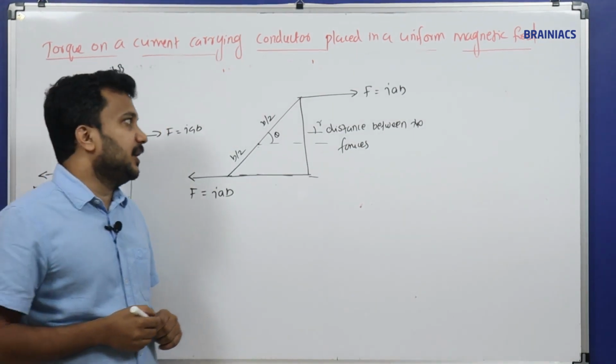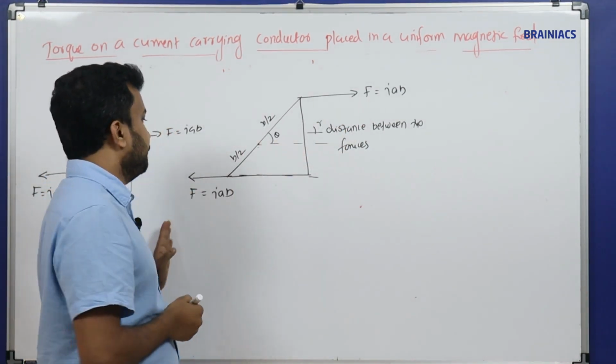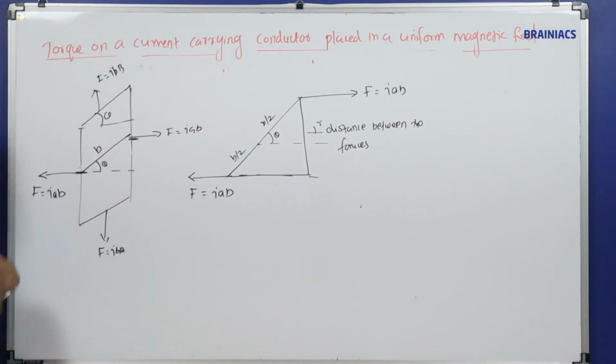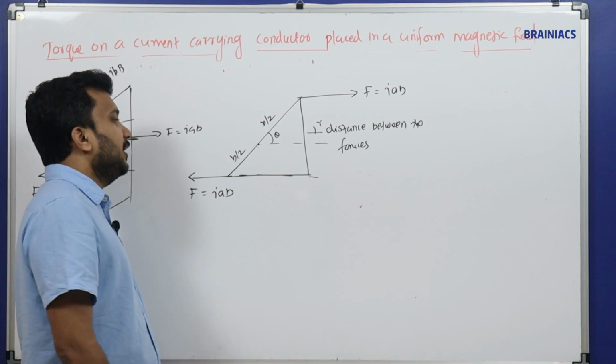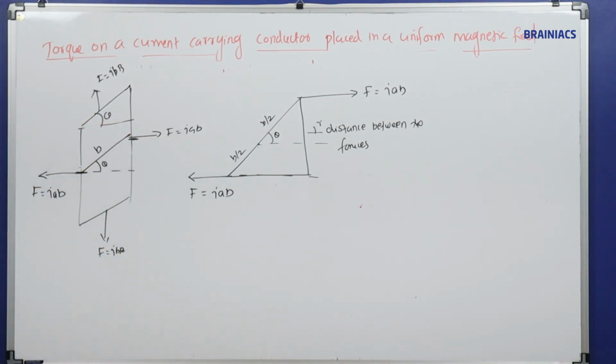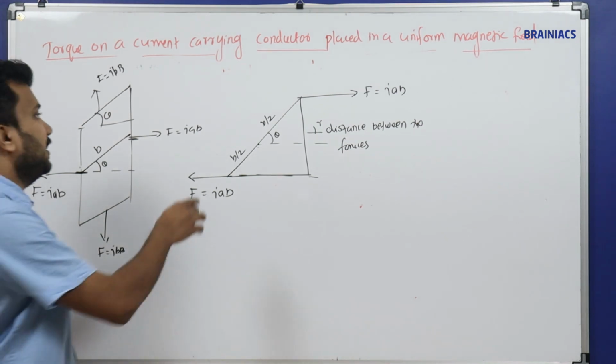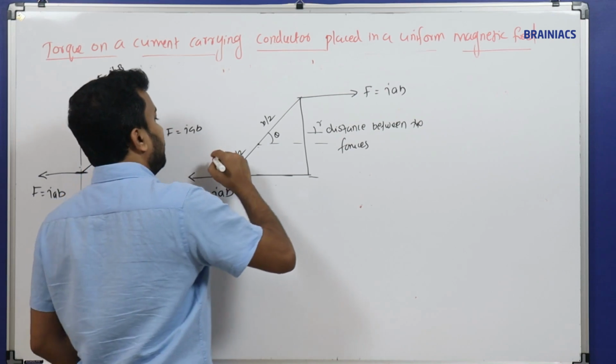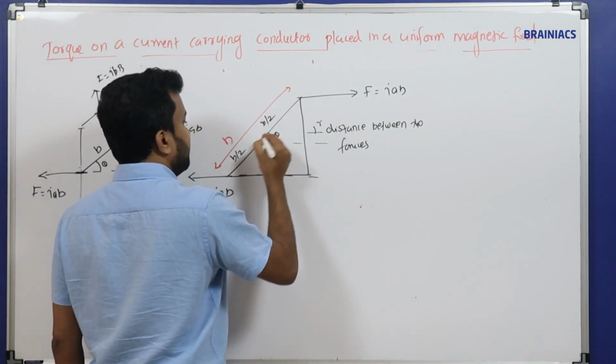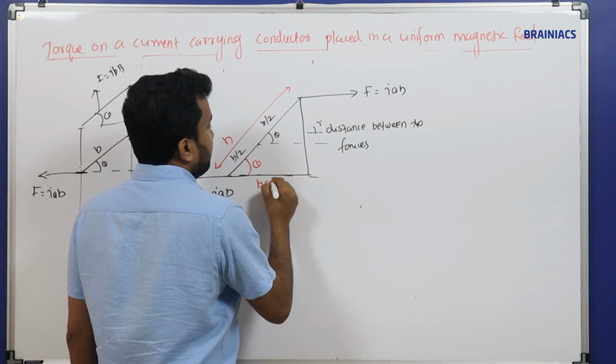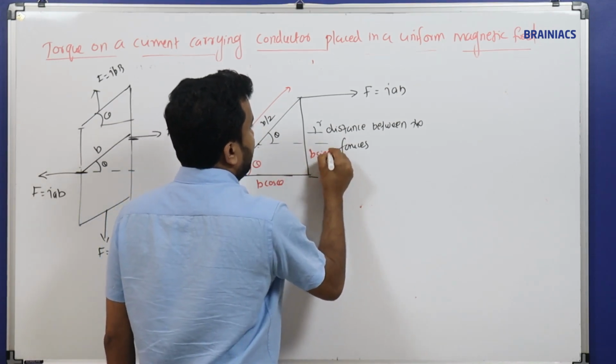Okay, so let's see. We have two forces, F is equal to IAB, F is equal to IAB, and this total distance is b, which is divided into b by 2 and b by 2 as two sections. Now here we have to see what is the total force acting over that area. Overall we can say the total distance is equal to b. If this angle is theta, then this is called b cos theta and this is called b sin theta.